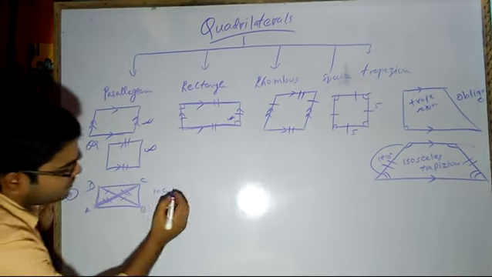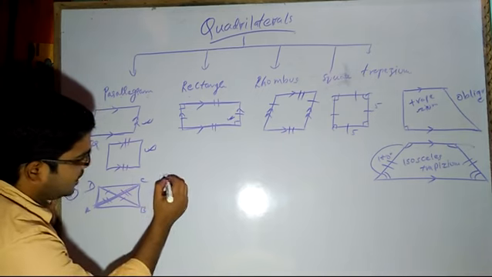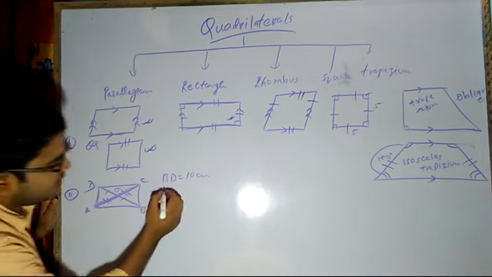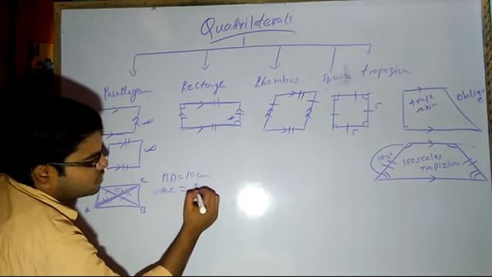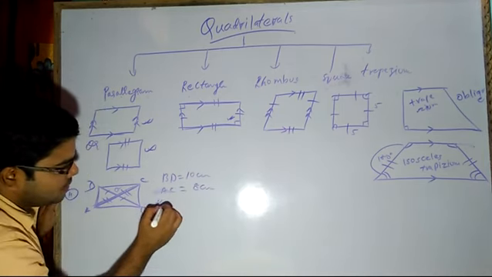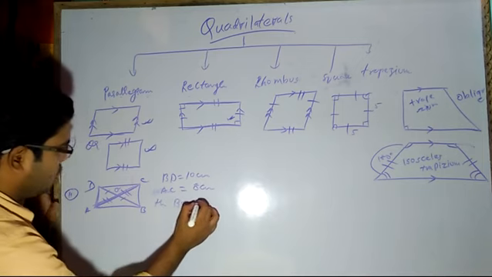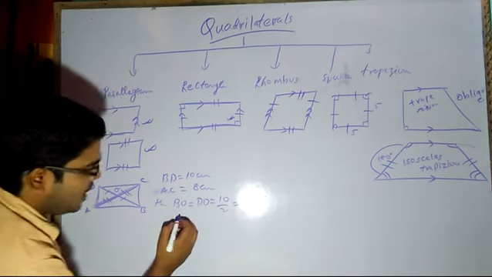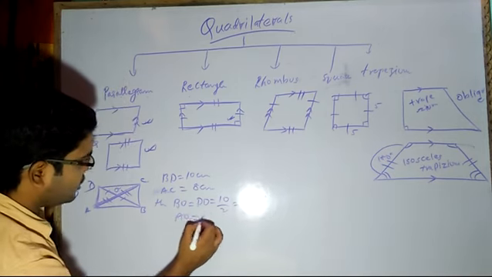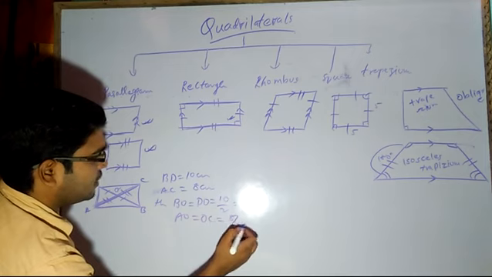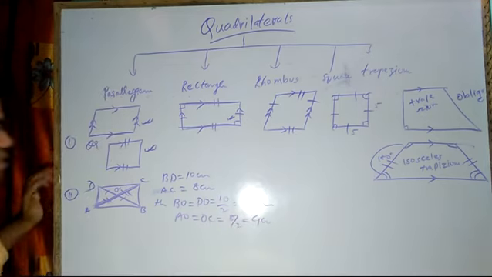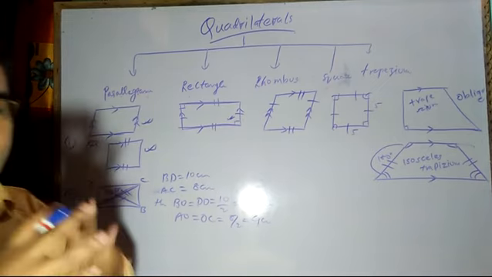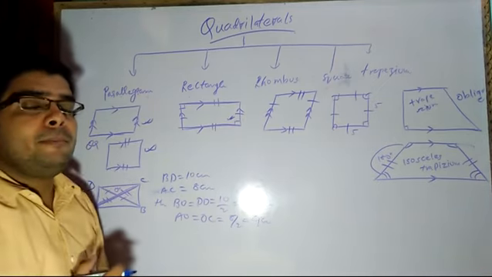If I say BD is equal to 10 centimeter, this is O, and AC is equal to, say, for example 8 centimeter, then BO is equal to 10 by 2, which is 5, and AO is equal to OC is equal to 8 by 2, that means 4 centimeter. Now how can we prove this? This is what I have said to you, that this is going to happen. This is the property of a parallelogram.